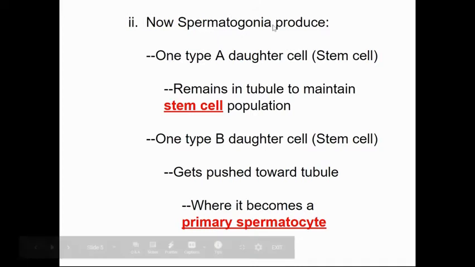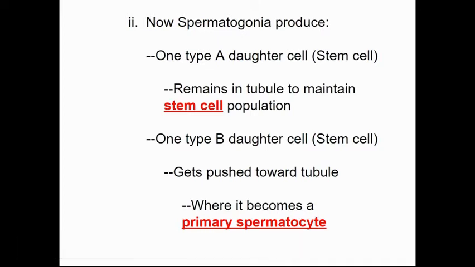So spermatogonia can produce 2 types of cells. So when a cell clones itself and makes new cells, we sometimes call those daughter cells. So the original was the stem cell, the spermatogonia, but then it can make a daughter cell. So there's type A and type B. The type A stem cell remains within that tubule, and it's always there to keep making more of itself. So really, it's a population that clones itself and always stays as stem cells.